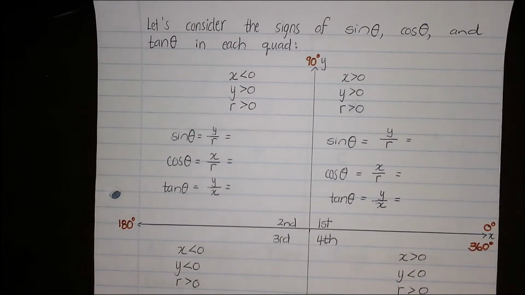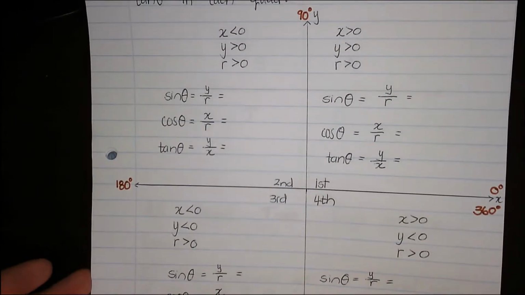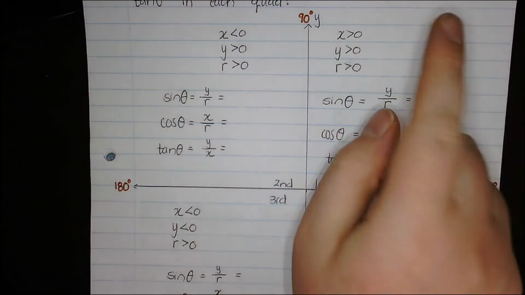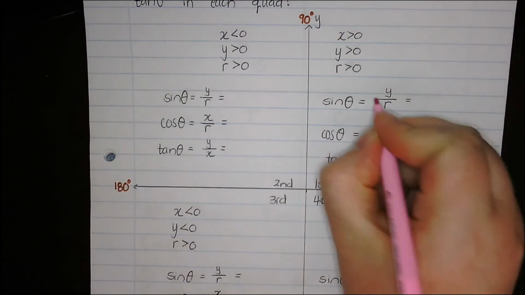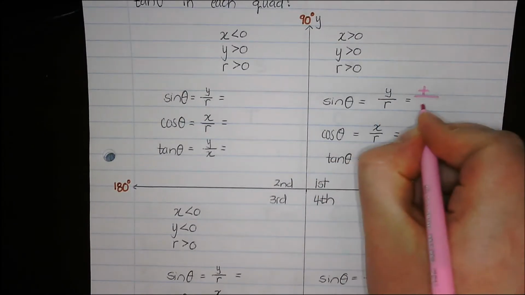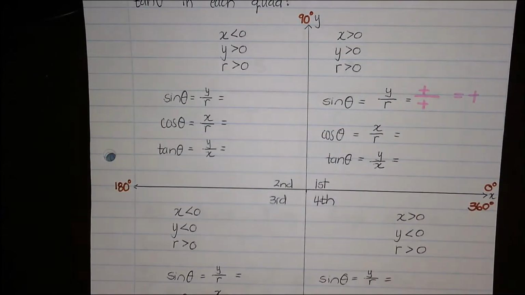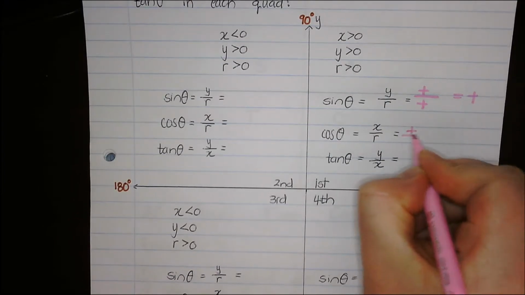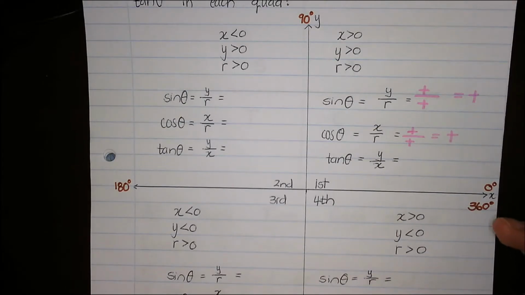Right. So let's consider the values of sine, cosine, and tan in each of the quadrants, and I've already written them down so that we can just check. In the first quadrant, sine is always y over r. We said that x, y, and r are all positive. So y is positive and r is positive. Positive divided by positive is positive, so sine is going to be positive. For cosine, x is positive and r is positive, and that will give us cosine, which is positive.